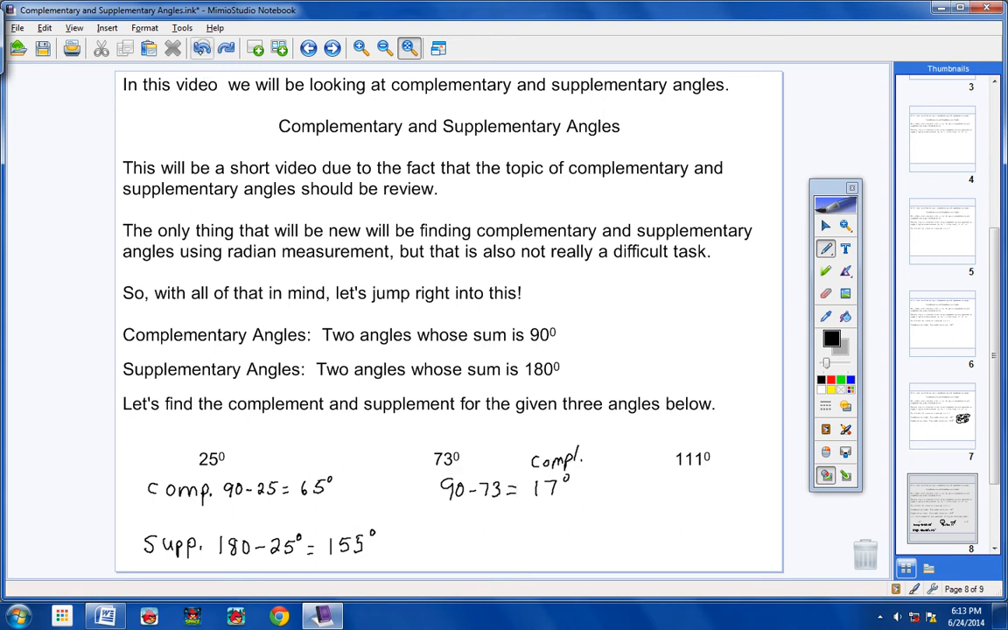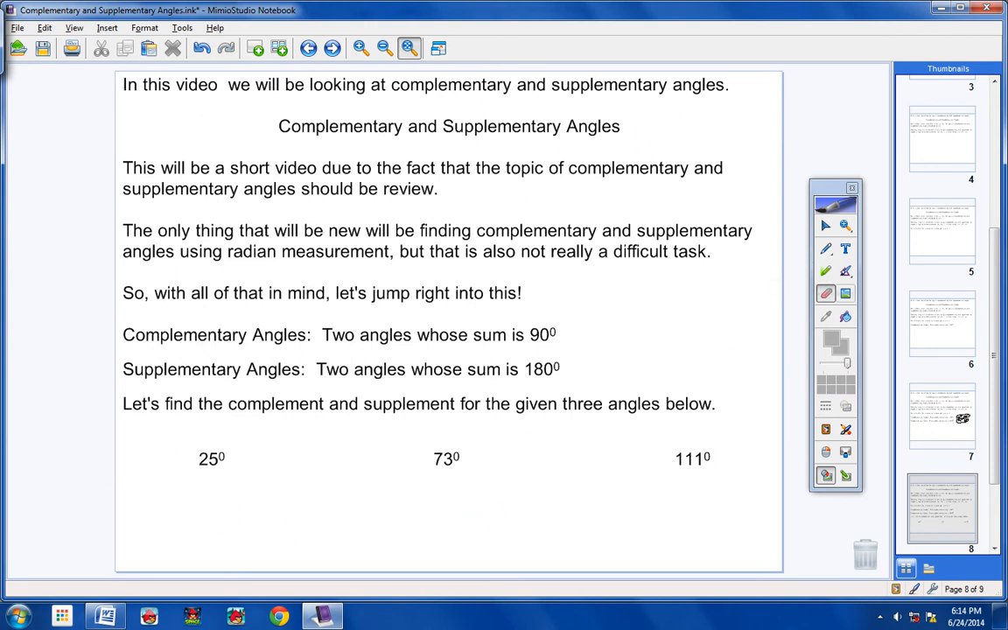Now let's find the supplement of 73 degrees. So we're going to take 180, and we're going to subtract 73 degrees. And if we do that correctly, we will get 107 degrees. If I take 73 plus 107, I will get 180. So you can say that 73 is the supplement of 107, or you could say 107 is the supplement of 73 degrees. Either way is acceptable. But as you can see, this math is pretty simple. We're just finding two angles that add up to 90 or two angles that add up to 180. Now, let's take a look at one more problem and then we'll be finished.